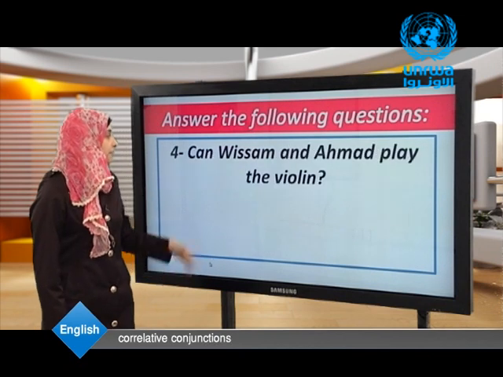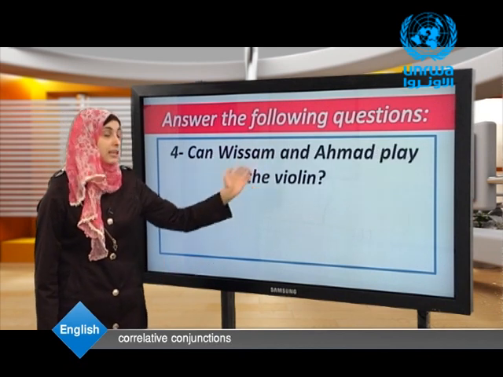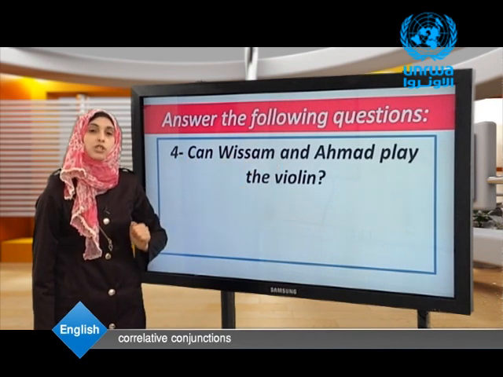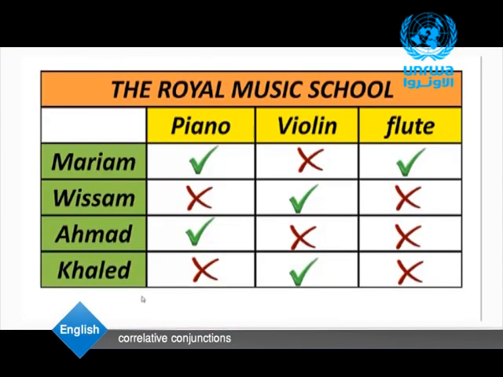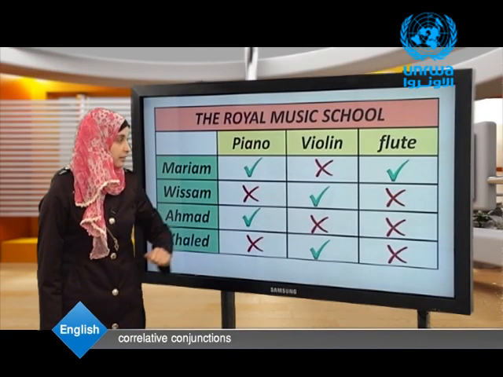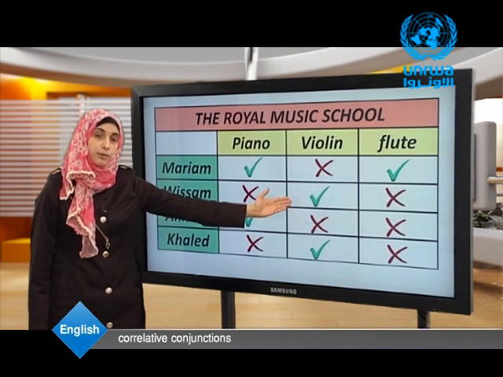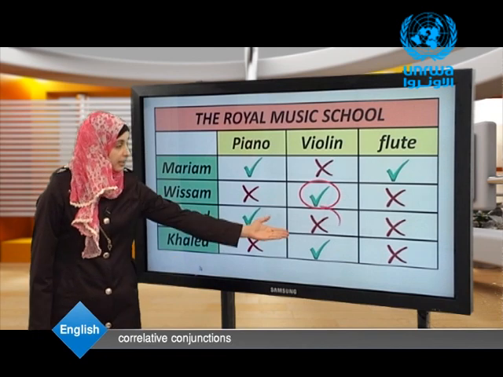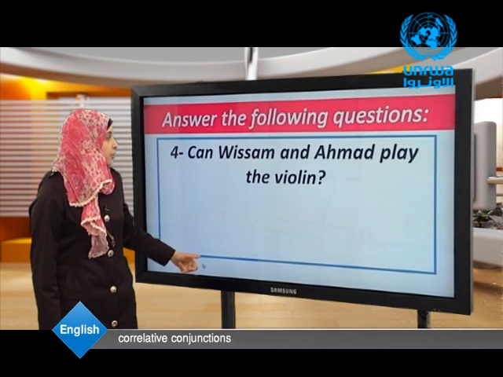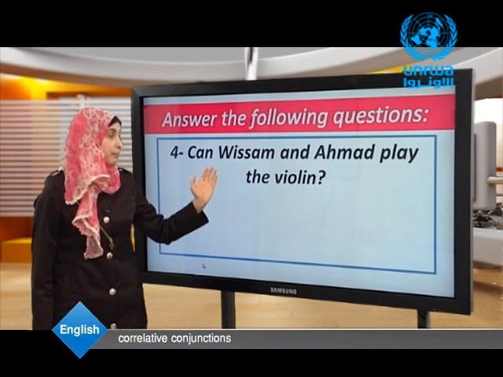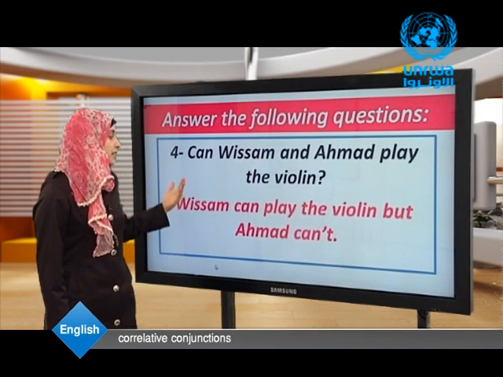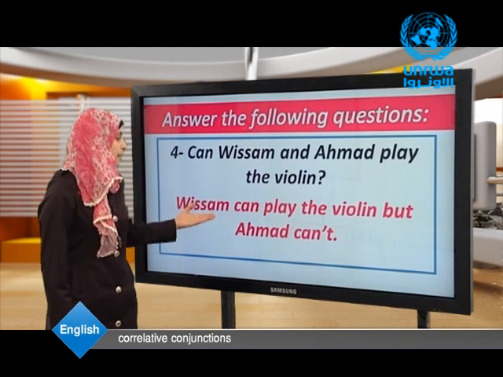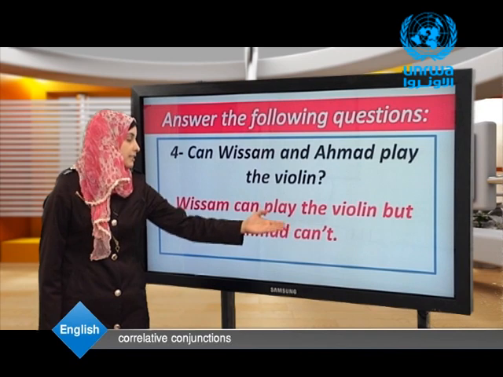The last question, can Wissam and Ahmed play the violin? Let's check together. Look at Wissam and Ahmed and look at the violin. Wissam, can he play or not? He can play the violin. What about Ahmed? Look here. He cannot play the violin. So the answer is Wissam can play the violin, but Ahmed can't.